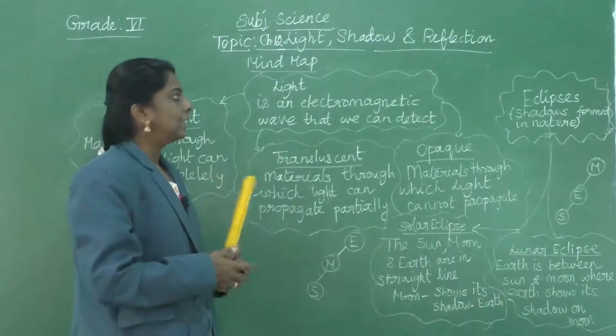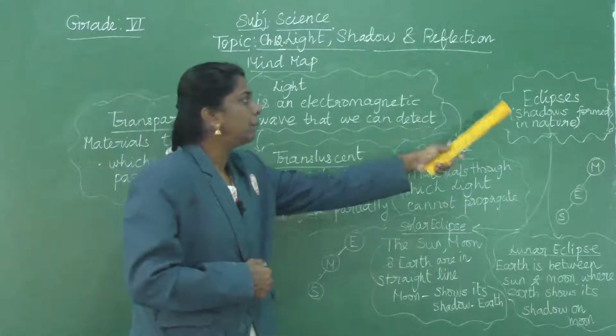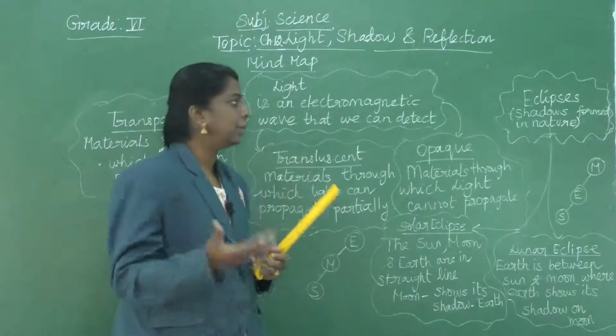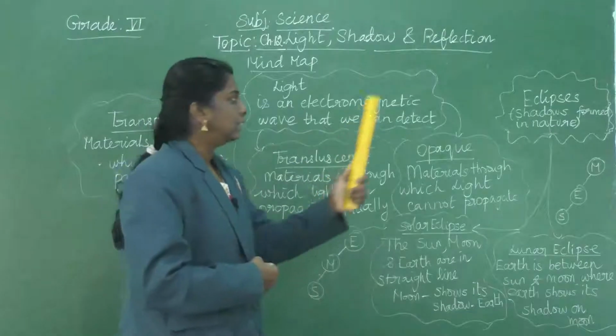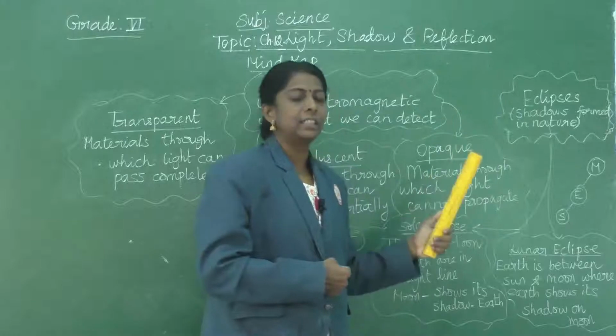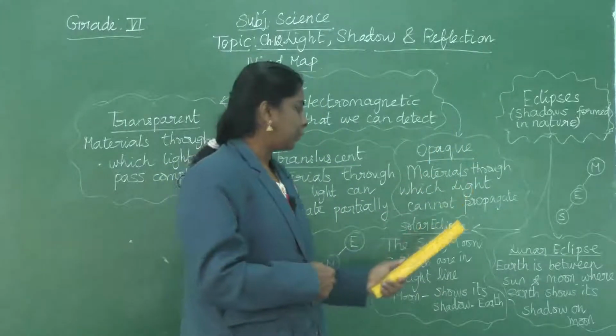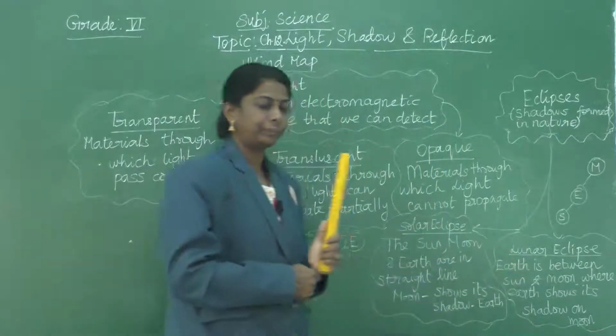And then the second part of this chapter is about eclipses. So what do you mean by eclipses? It's nothing but the shadow. Shadows formed in nature are said to be eclipses. There are two different types of eclipses. What is that? Solar and lunar.